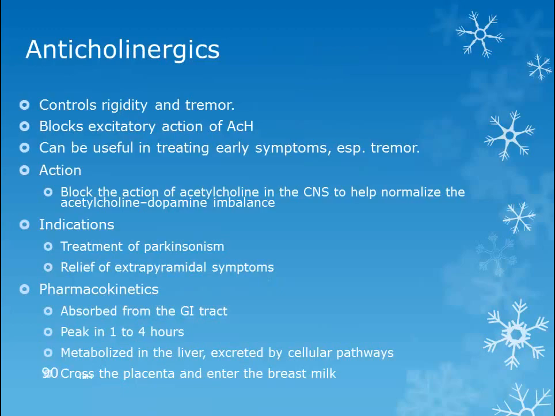Anticholinergics: control rigidity and tremor, block the excitatory action of acetylcholine, and can be useful in treating early symptoms, especially tremor. Action: block the action of acetylcholine in the CNS to help normalize the acetylcholine-dopamine imbalance. Indications: treatment of Parkinson's, relief of extrapyramidal symptoms. Pharmacokinetics: absorbed from the GI tract, peak in 1 to 4 hours, metabolized in the liver, excreted by cellular pathways, also crosses the placenta and enters breast milk.